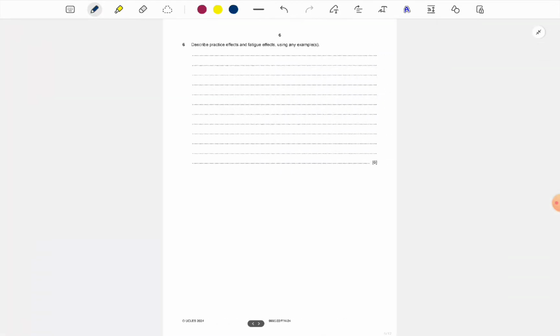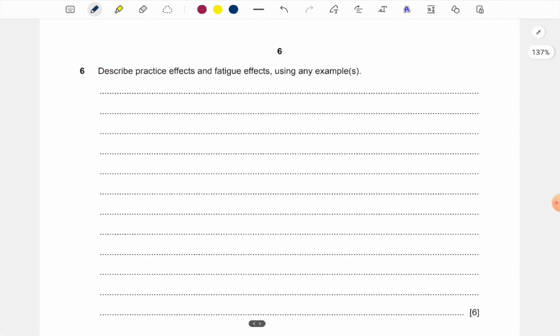Okay, let's come to the next one. Describe practice effects and fatigue effects using any examples. Many students are very wary of these type of questions, 6 markers. Actually, they're very easy to score because they're very structured. So if you see a 6 marker question, whatever effect they've asked for, there'll be 2 concepts that they're asking for. Sometimes they might ask you to contrast them, but here they've not asked for that explicitly. If you want, you can, there's no problem. So 2 concepts are going to be there. Definitely 3 marks for each concept. That's how it gets divided.